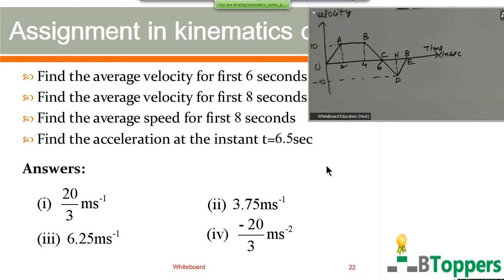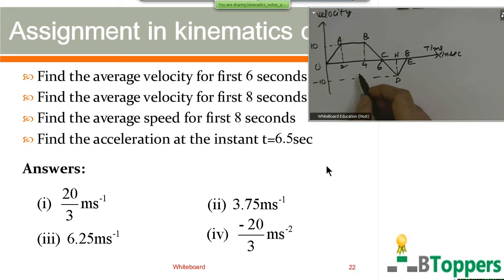So I would like to discuss the solution of this question. For first 6 seconds, velocity is positive. That means for first 6 seconds, it moves in one particular direction. But for the time interval t equal to 6 seconds to t equal to 8 seconds, velocity is negative. That means it moves in the opposite direction for the next 2 second time interval.